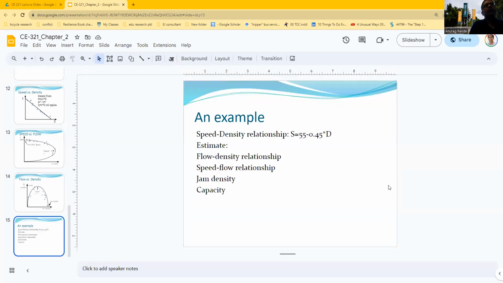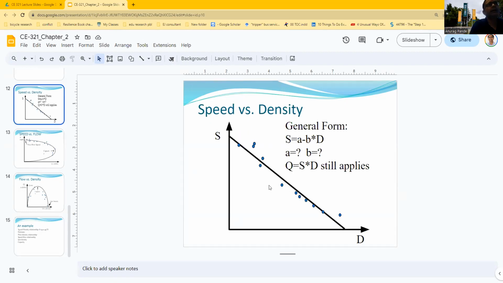Hi, everyone. We are here to talk a little bit about the speed, flow, and density relationship. What does that look like using the fundamental equations that we've talked about in the past? This is the Q equal to SD, which is the fundamental relationship of uninterrupted flow.